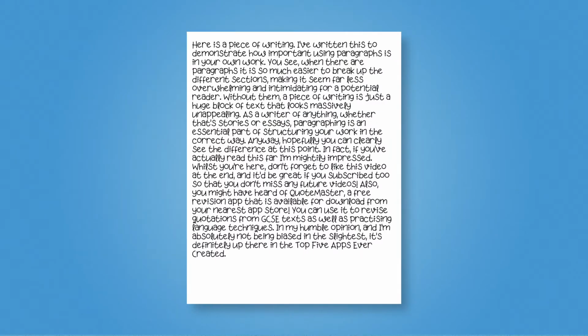Take a look at this. This has been written using no paragraphs whatsoever. If I asked you to read this, yes, you could probably do it, but does it look particularly appealing? Where are the breaks? Where are the clues that tell us about changes in topic and theme? There aren't any. It's just one huge block of writing. Your reader will not appreciate this and may find it difficult to navigate through your work.